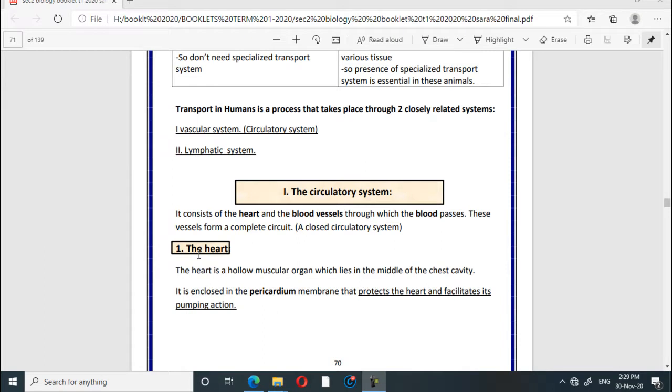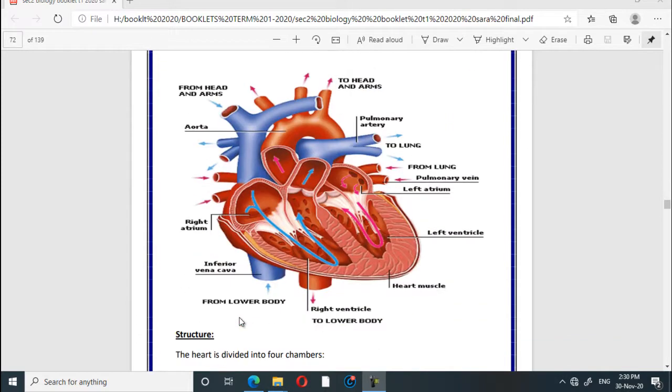The first organ is the heart. The heart, as you know, is hollow, empty from inside, made of strong muscles, and found in the middle of your chest cavity between the two lungs, surrounded by a membrane called pericardium. The function of the pericardium is to protect the heart and facilitate its action, the pumping of the blood, without being hurt.